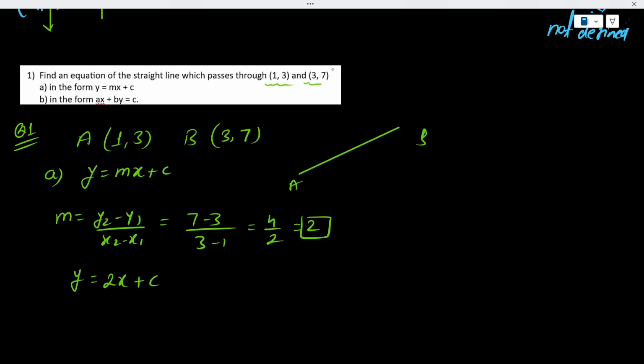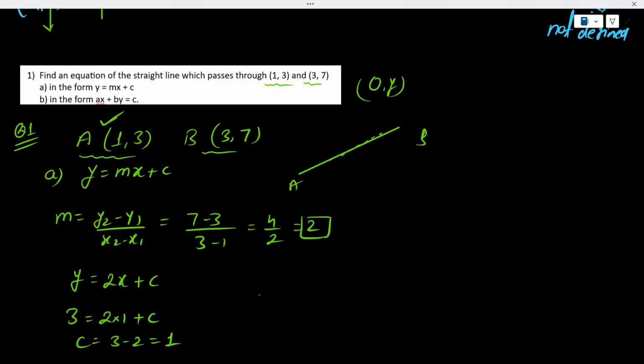Now y-intercept means it has to be in the 0 comma y form, but both my points are not in that form. So to get the value of c, I can substitute any one of the coordinates. Either you can substitute 1 comma 3 or 3 comma 7 in place of x and y. Because all the points on this line will satisfy the equation, here the y value is 3 and the x value is 1. So 2 times 1, so the c value is going to be 3 minus 2, which is 1.